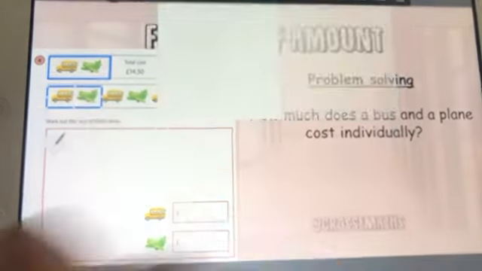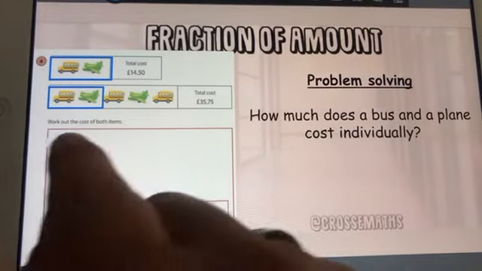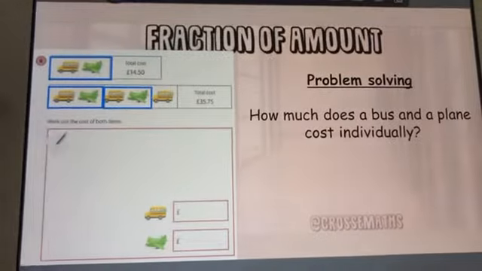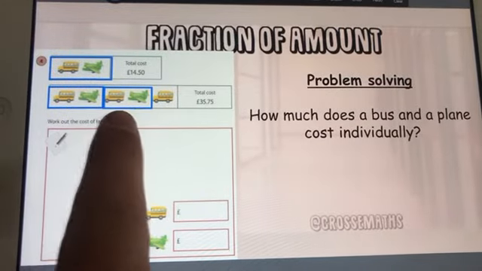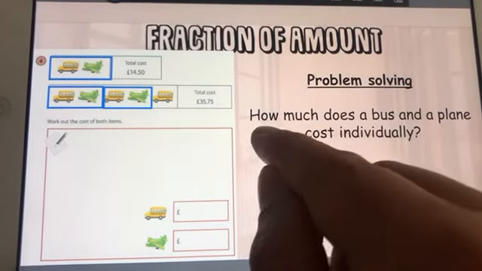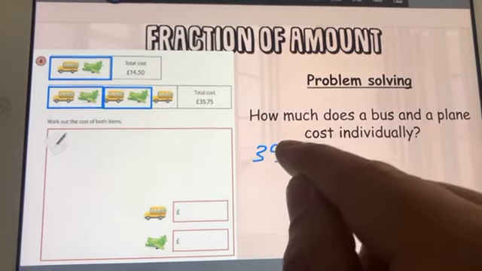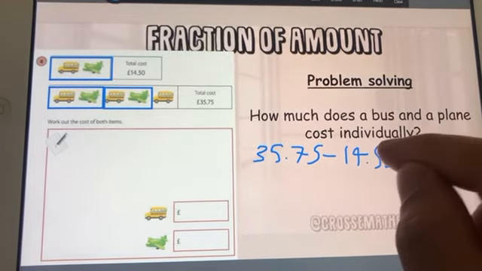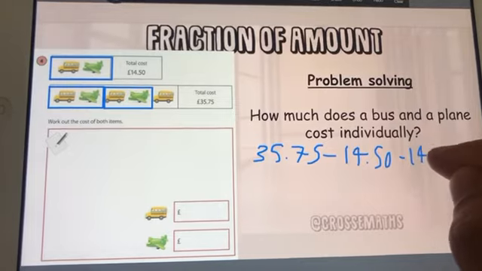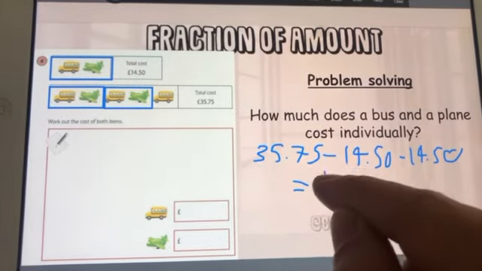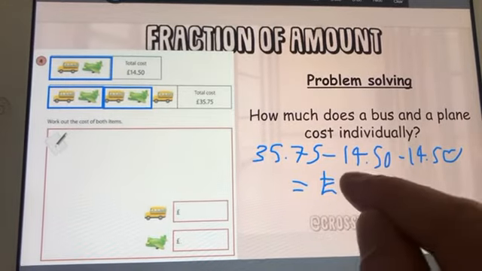I can see in the second picture there's a bus and a plane. I can also see there's another bus and a plane. Okay, so those 2 individually cost £14.50. But there's a bus on the end, and that's the important bit. So if I take £35.75 and take away £14.50 and take it away again to get rid of the 2 bus and planes, I'm left with just the cost of the one bus, the yellow bus on the end, which is £6.75.